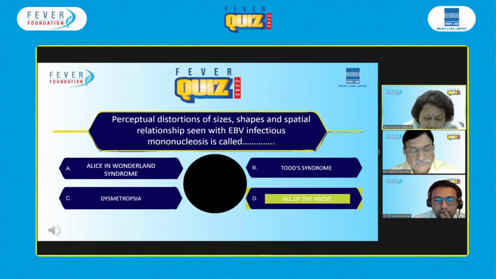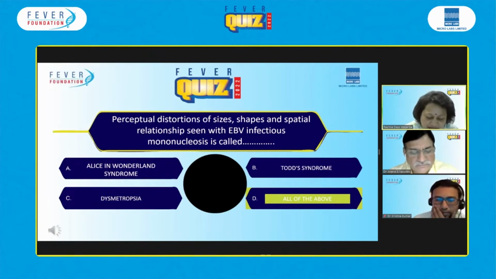And most of it is supposed to be the trademark syndrome in migraine. This is usually treated with migraine prophylaxis in those who have migraine. In others, I think in Alice in Wonderland, in EBV and all, it would be just symptomatic management. You would not do anything as such.